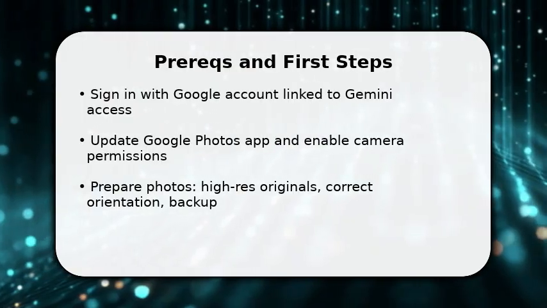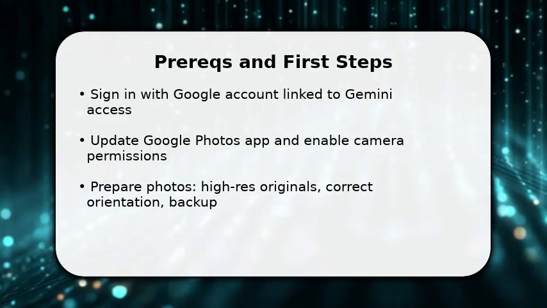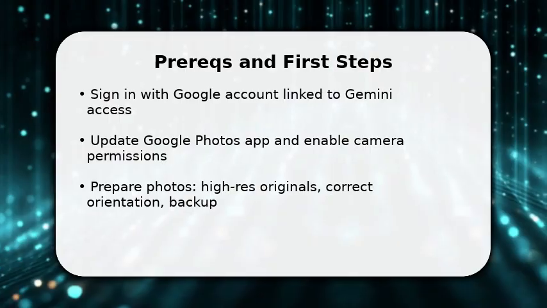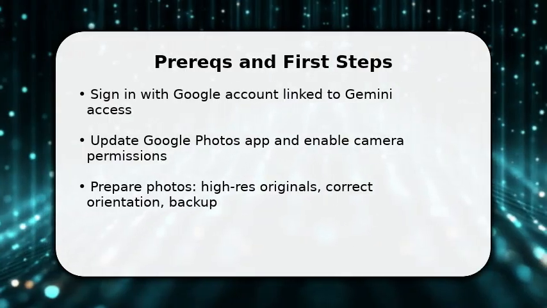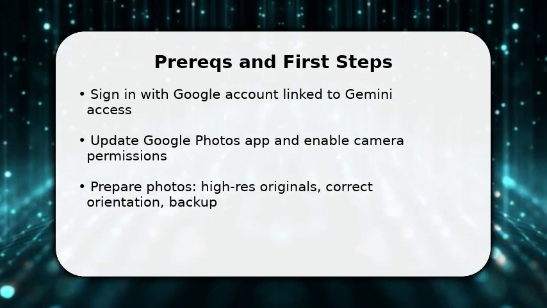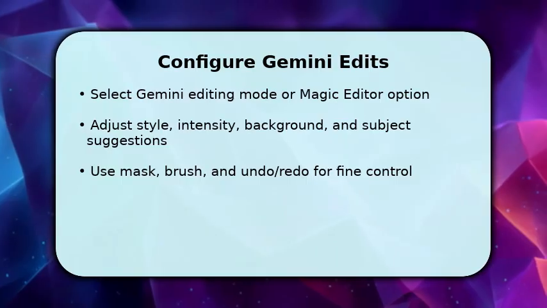Next, pick high-resolution originals and back them up. This preserves quality for AI edits. Once done, locate the photo you want and tap the Edit or Magic Wand icon to start the Gemini Photo workflow. Now you'll configure the edit itself.